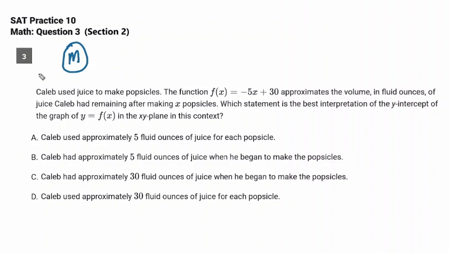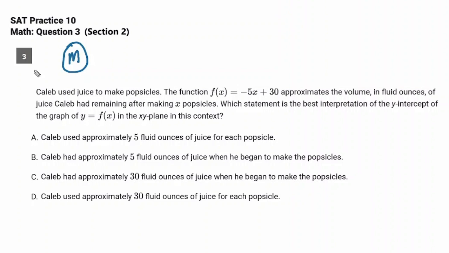Caleb used juice to make popsicles. An evil testing service is going to make a function about it. The function f of x equals negative 5x plus 30 approximates the volume in fluid ounces of juice Caleb had remaining after making x popsicles. Which statement is the best interpretation of the y-intercept of the graph of y equals f of x in the xy plane in this context?